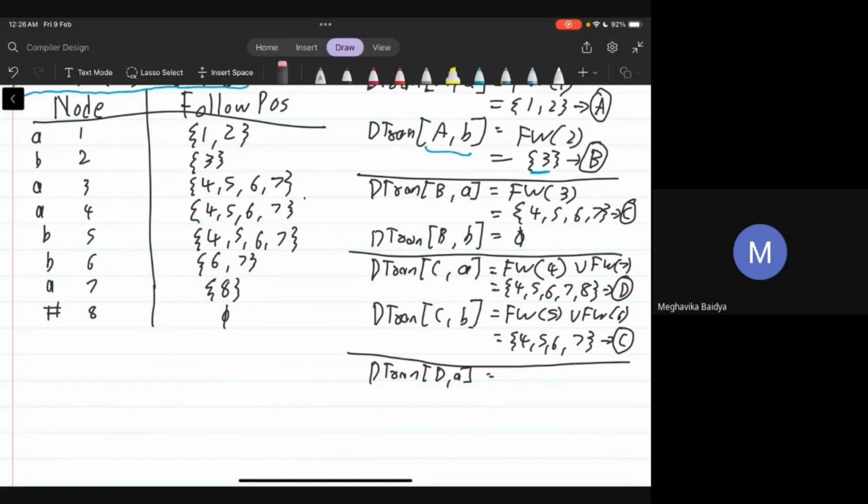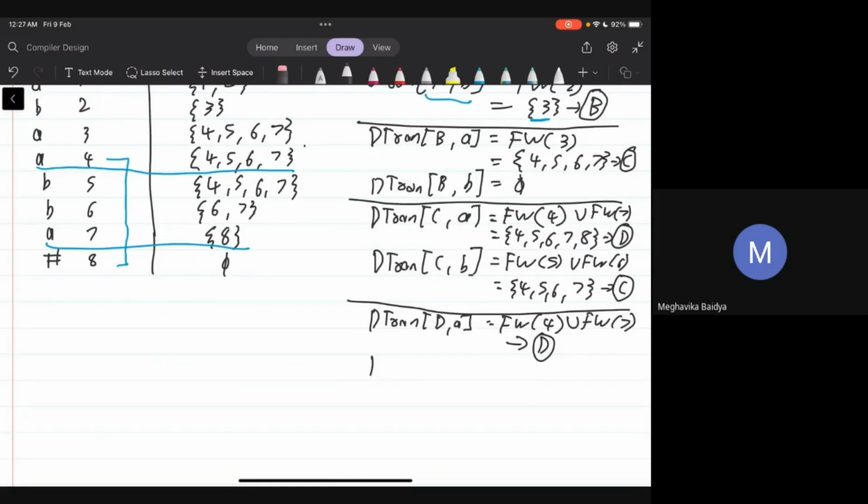Let's go here. So what is D? D is 4, 5, 6, 7, 8. Now check with A. There is 4 and 7. So that will be followpos of 4 union followpos of 7. This was the same thing that we got above. So we can just directly write it's D again.